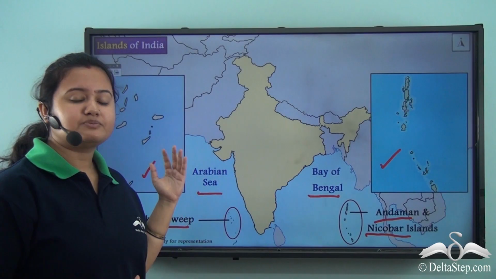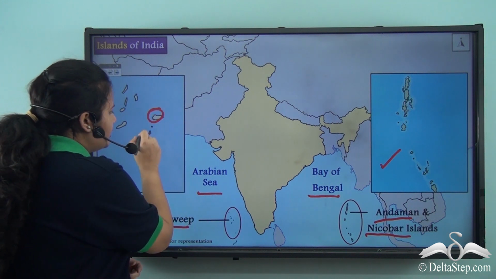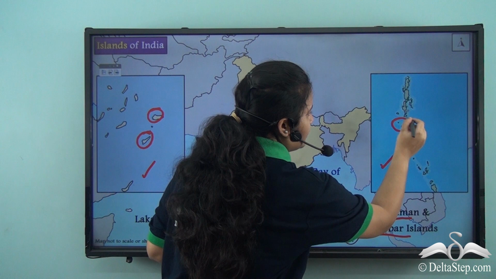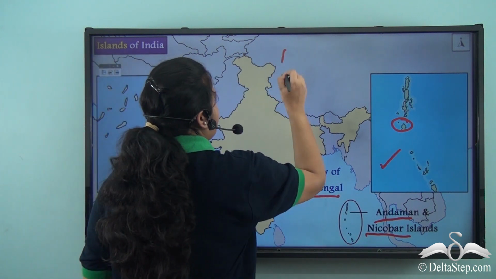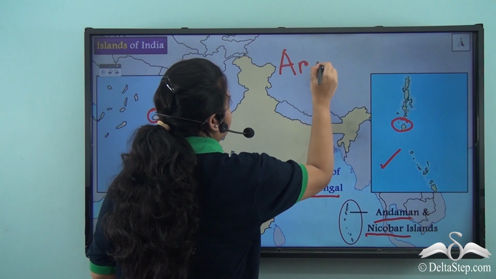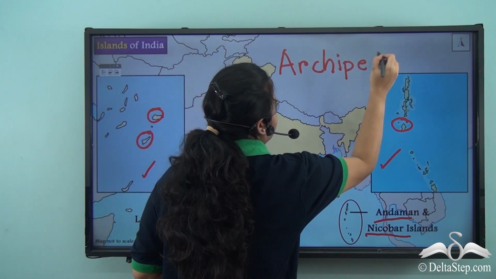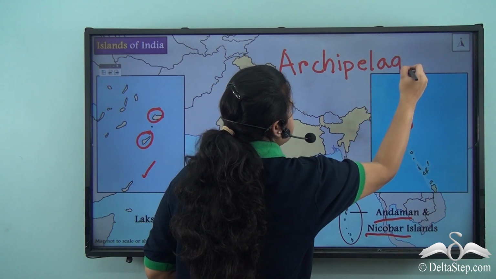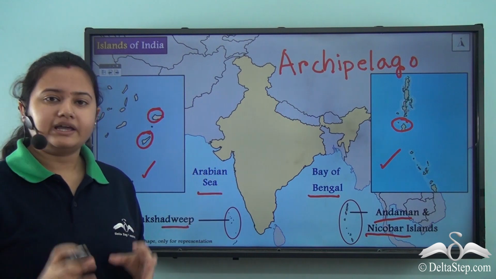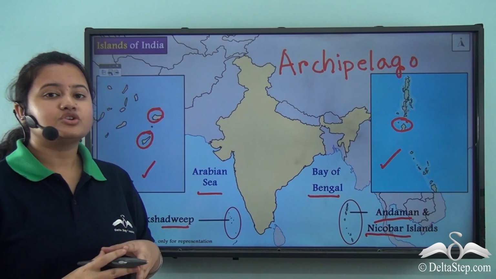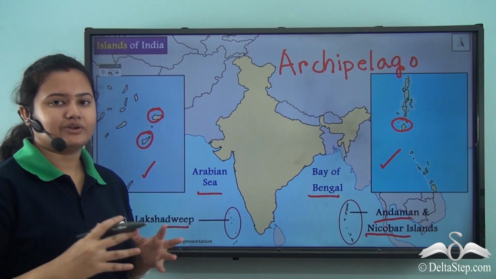Now, in both these pictures, we find that the island group consists of several small islands. So, these island groups are actually an archipelago, where this term means a collection of several small islands. So now let us discuss these island groups individually.